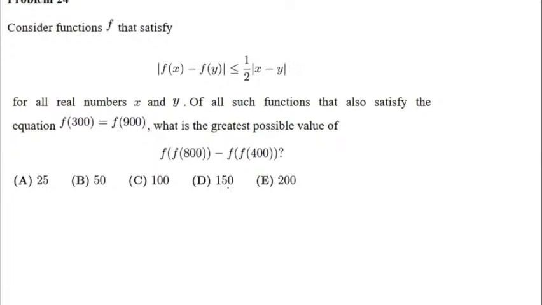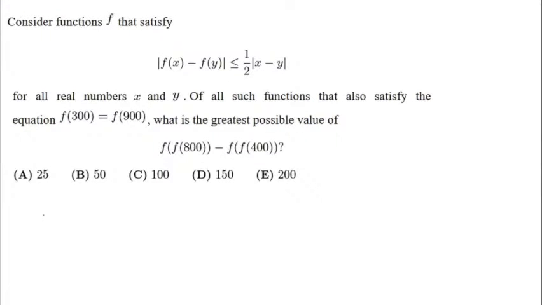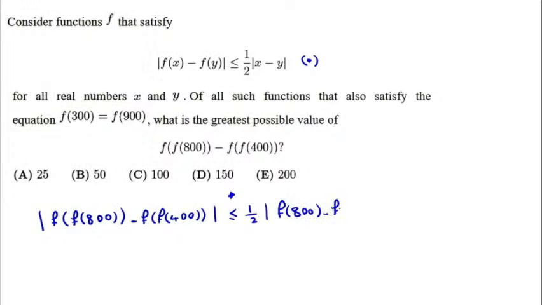Okay, so let's solve this problem. At first, I say, if I use the things here, we have f of 800, let's call this one star, minus f of 400 is less than or equal, by applying star, 1/2 (800 minus 400).